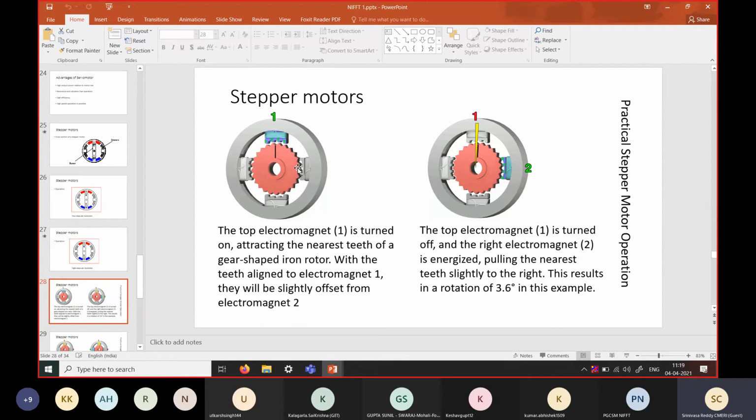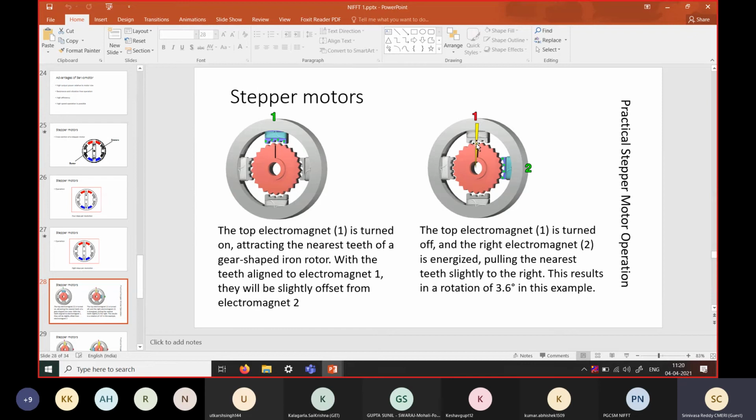So here the construction is such that there is a slight reduction in the number of teeth on the rotor. You can see that when the teeth are aligned with the first coil, in the second one there is a slight misalignment. That misalignment will determine the resolution of the motor. Now coil 1 is energized, so all the teeth near coil 1 are aligned with the respective teeth.